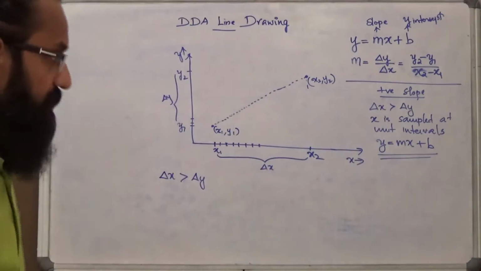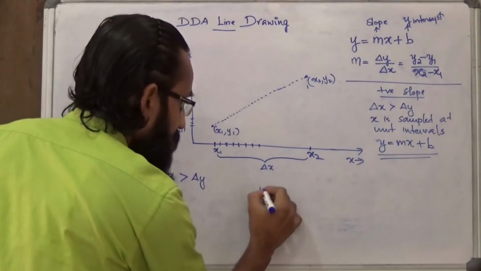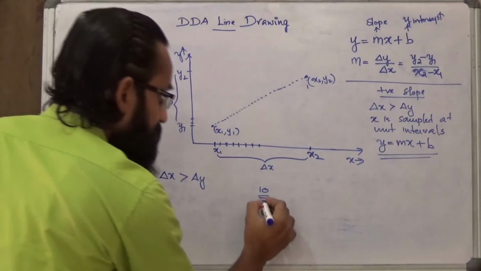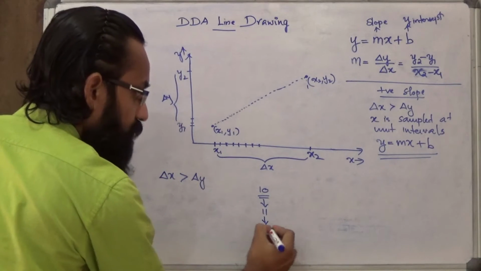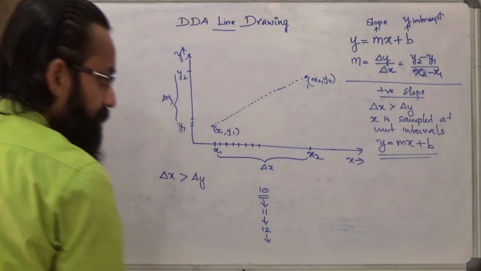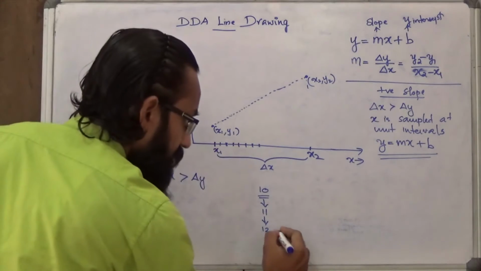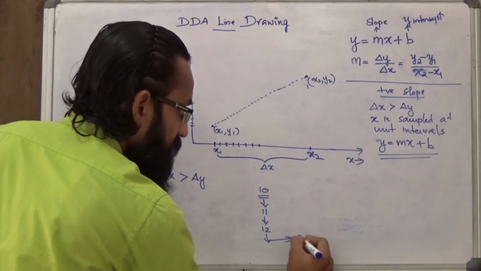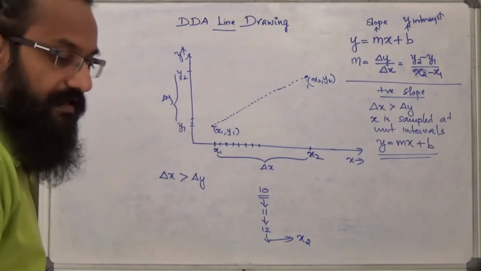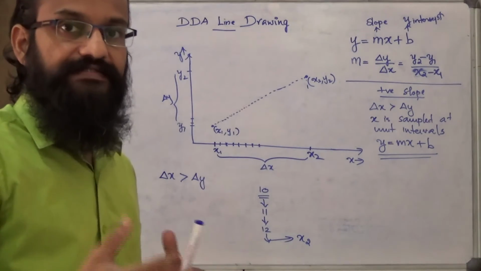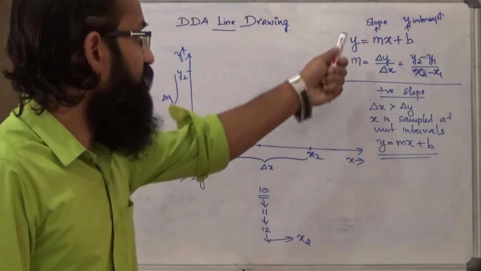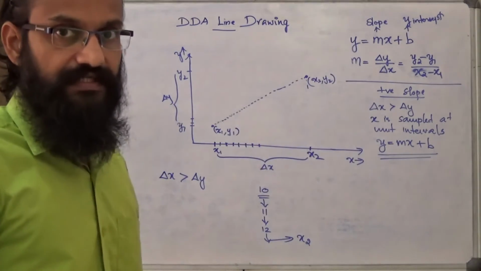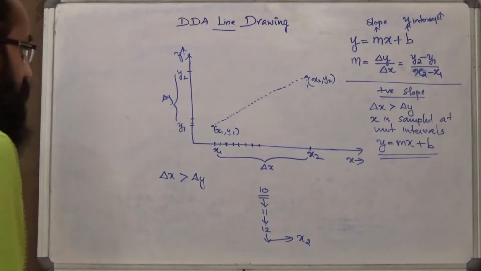If the current x value is 10, then the next x value will be 11, then the next x value will be 12, and this will be incremented until the x value reaches x2. That is the basic idea. And this happens if delta x is greater than delta y. Sample x at unit intervals, and determine the corresponding y value from the slope intercept equation. That is the basis.